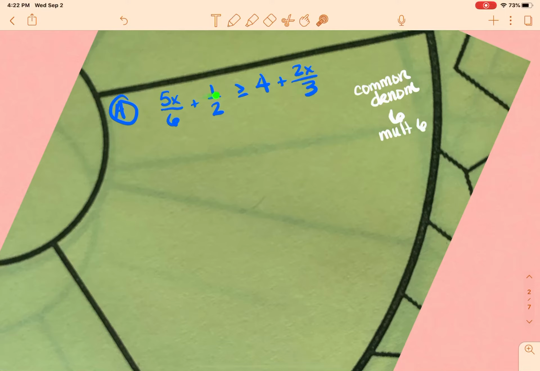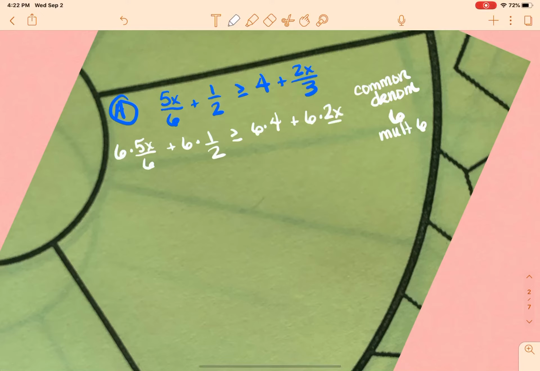So I want to show you what that means. So I'm going to take every single term that's here and multiply it by 6. So 6 times 5x over 6 plus 6 times 1/2 is less than or equal to 6 times 4 plus 6 times 2x over 3. So what I have done is I multiplied by 6 because it was a common denominator, and I multiplied every single term by it.